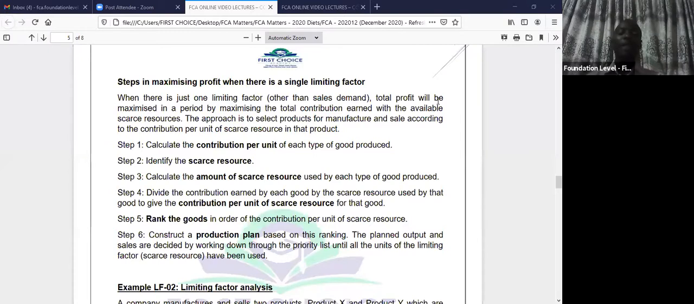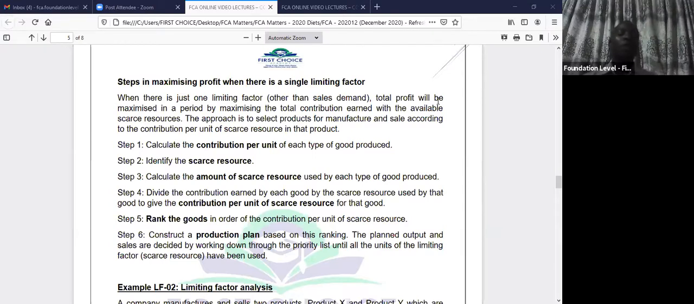After you've done that, you rank the products according to the contribution per scarce resource. The product that has the highest contribution per scarce resource will be ranked as number 1. The other products having lower contribution per scarce resource will be ranked accordingly, and the one that has the lowest contribution per scarce resource will be ranked last.